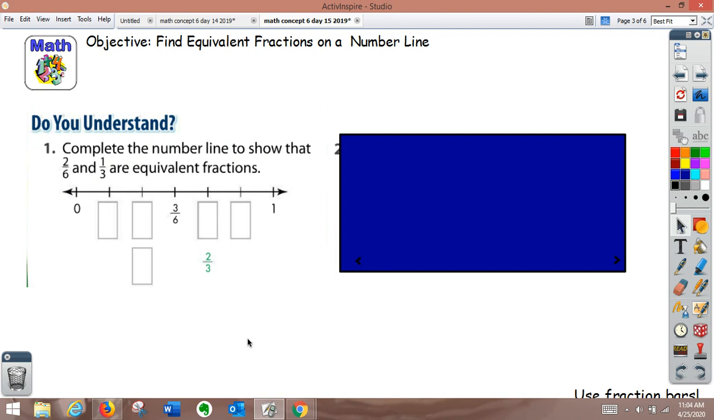Okay. Complete the number line to show that 2/6 and 1/3 are equivalent fractions. Remember, equivalent means the same. They are equal. They show the same amount.